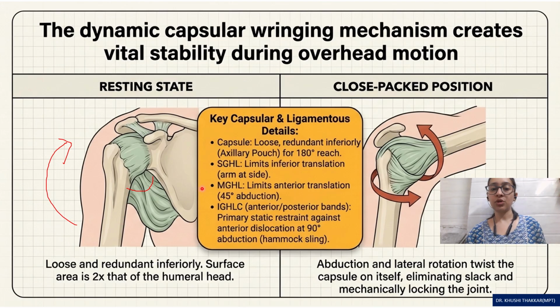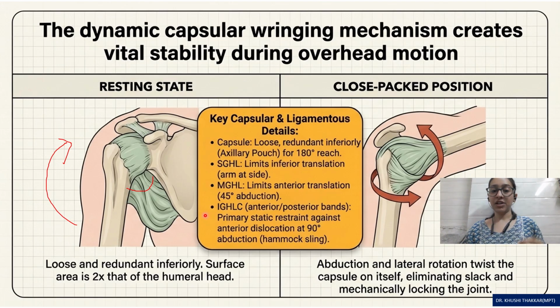We have the middle glenohumeral ligament. Since it is attached here, it will prevent anterior translation of the humerus at 45 degrees of abduction. So, at 45 degrees of abduction, the anterior translation of the humerus is prevented by the middle glenohumeral ligament.